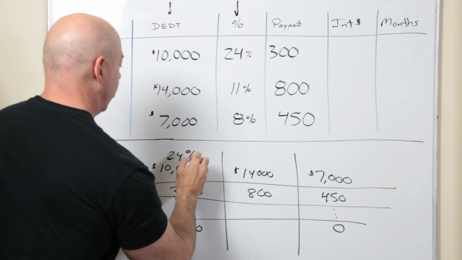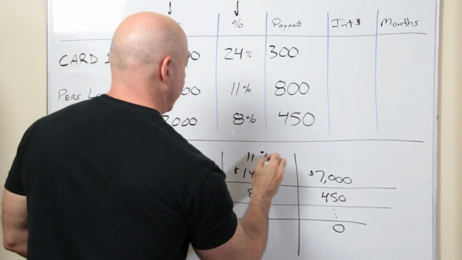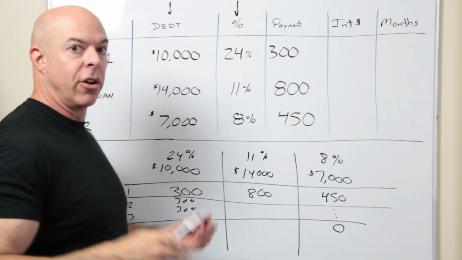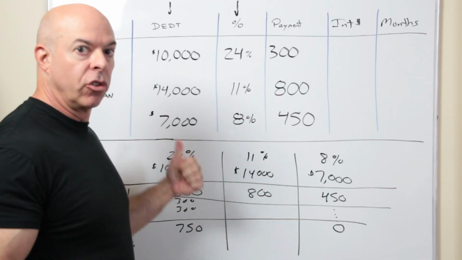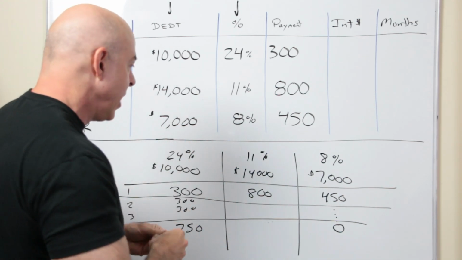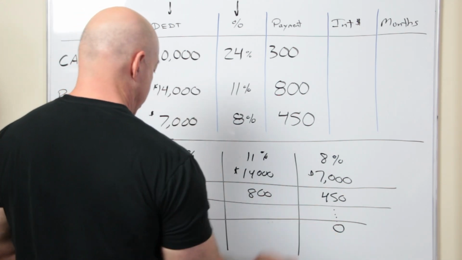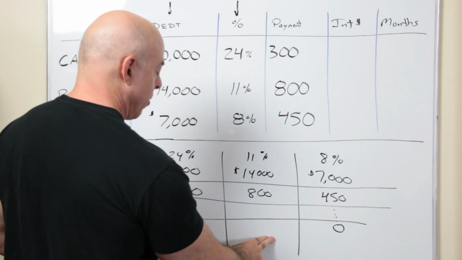This was 24%. This was 11%. And this was 8%. Because it's a higher interest rate debt, you want to pay it off first because you're paying the most interest on that particular debt. And then when this money becomes available, it might go over there, or maybe this one's done, then this one's done, and then it'll show you the money over here.